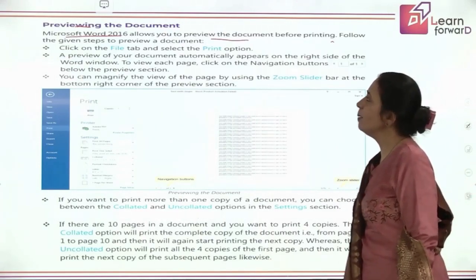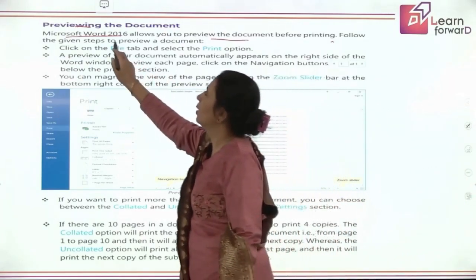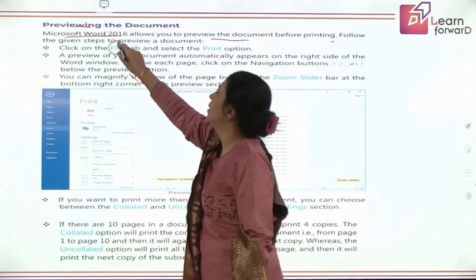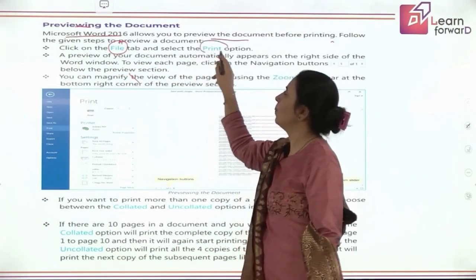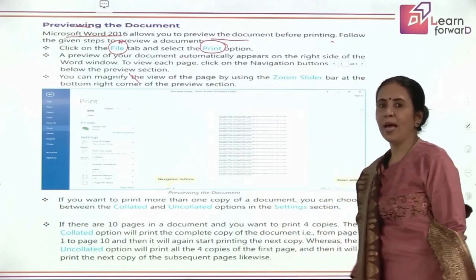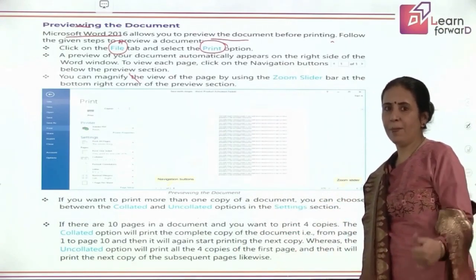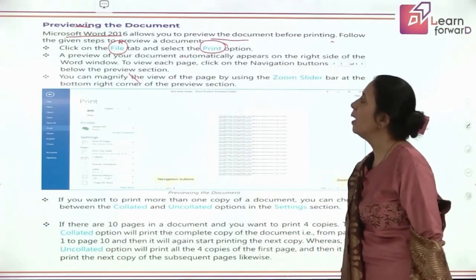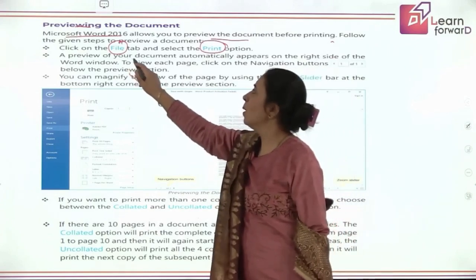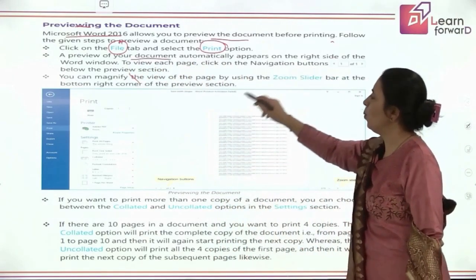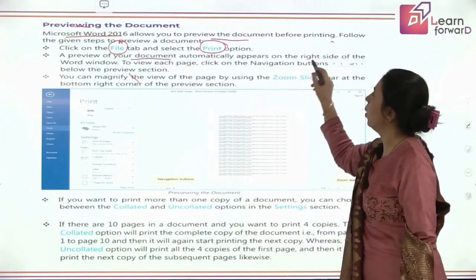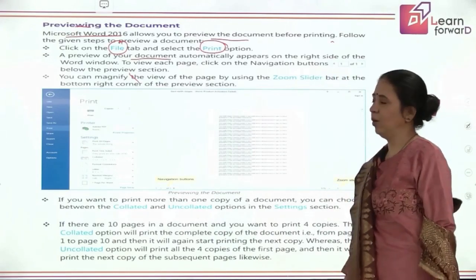What are the steps? Just click on the File tab, right? And then select the Print option. So print will not directly print your result. Remember it, there exists a preview button. So the preview of the document automatically appears on the right side of the window.